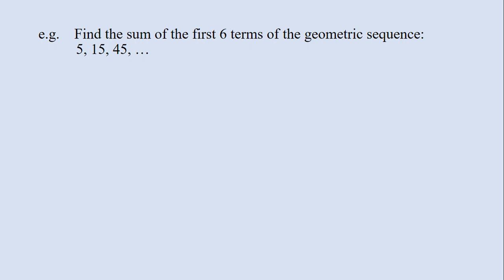So for an example, let's say we wanted to find the sum of the first 6 terms of the geometric sequence 5, 15, 45. You'll notice we multiply by 3 to get from one term to the next, so that's my value of r, the common ratio. I'm going to do this problem 2 different ways. In the first method, I'm going to find the next 3 terms, which will be a sub 4, 5, and 6.